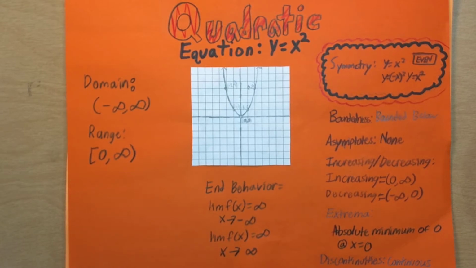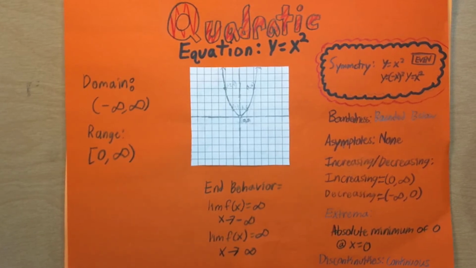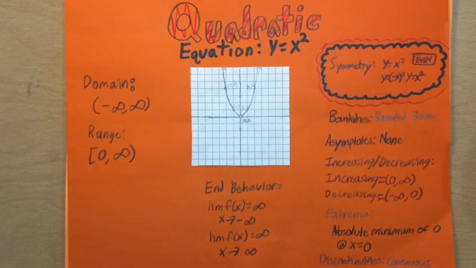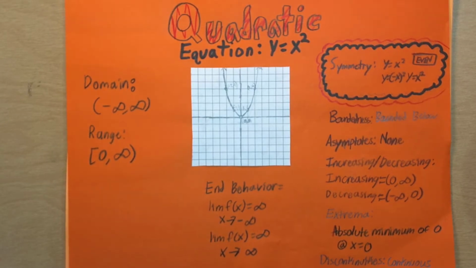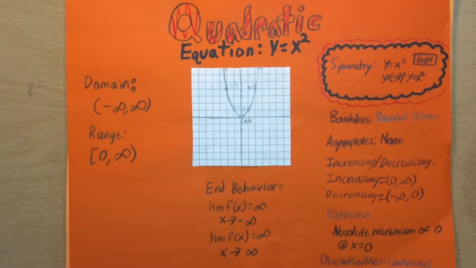The function is increasing from 0 to positive infinity, since the point (0, 0) is the minimum, and also serves as the turning point for the equation. There is an absolute minimum of 0 when x is 0, since that is the minimum of the function, and both ends continue to stretch towards the positive numbers.